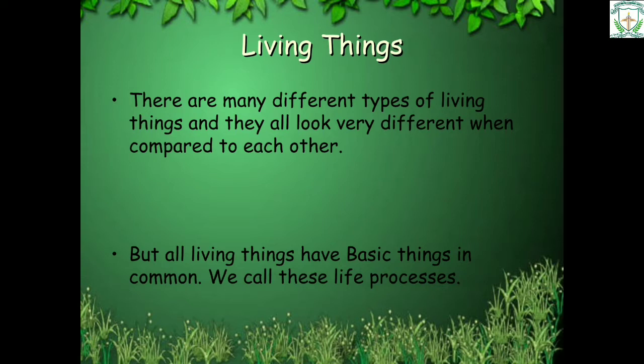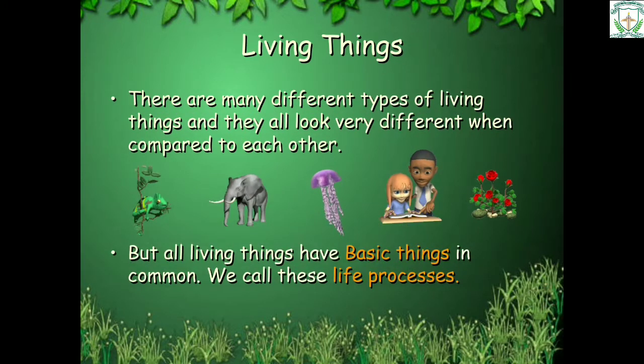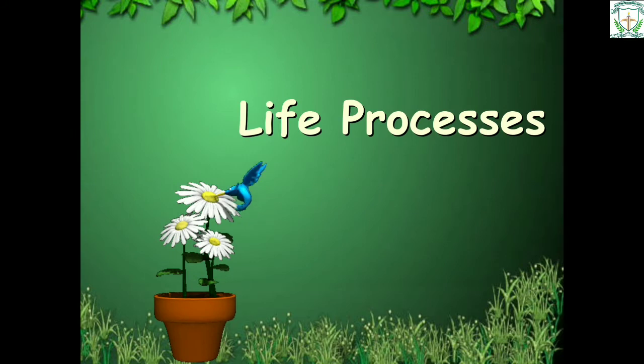There are many different types of living things and they are all very different when compared to each other. But all living things have some basic things in common. We call these life processes. The basic processes which are taking place in a living organism are called life processes. So today we are going to discuss the 6th chapter, life processes.